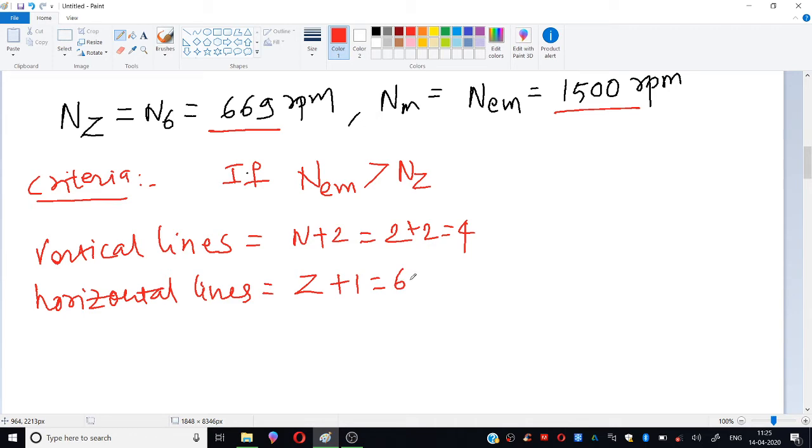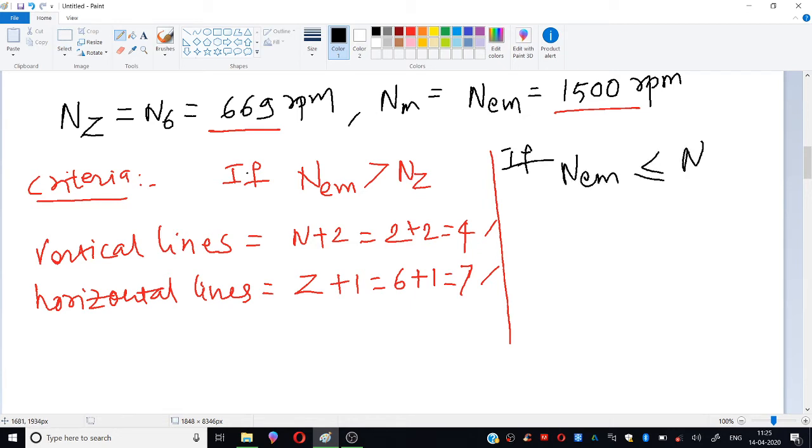Now we know it is 6 plus 1, which is equal to 7. In our case we are going to follow this. But what if this criteria is not fulfilled? Means, if Nem is lesser than or equal to Nz, then the vertical lines should be n plus 2, that is a similar one.